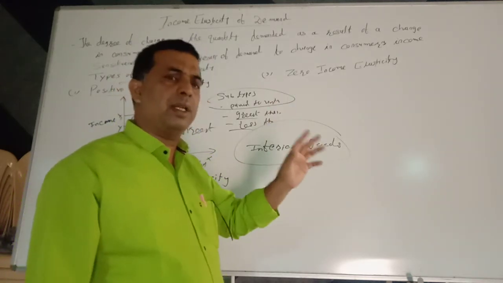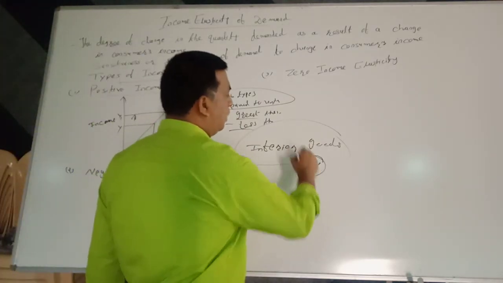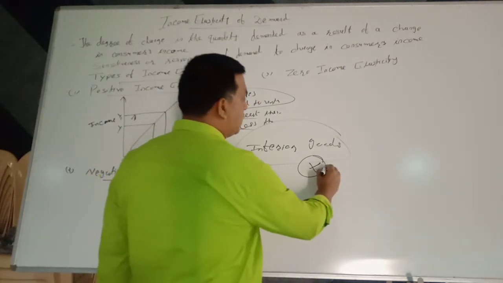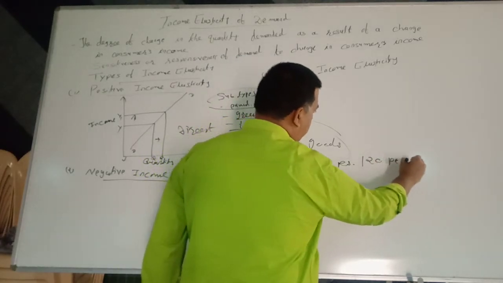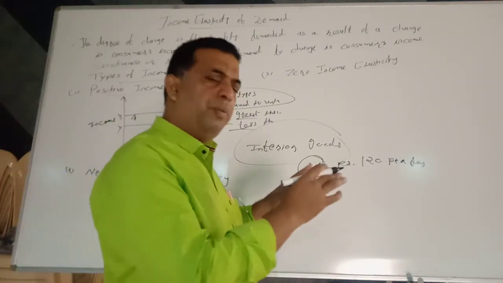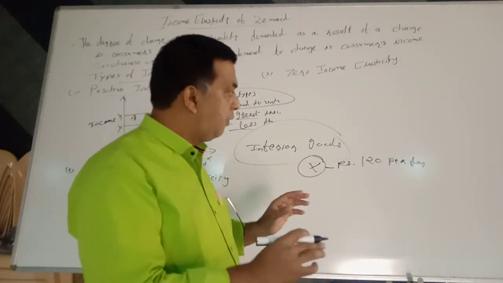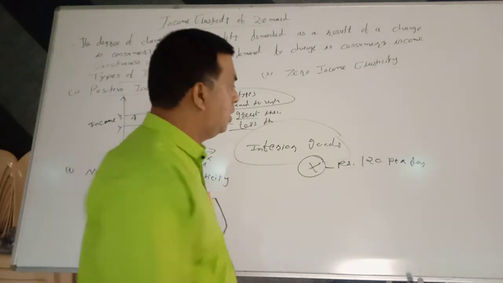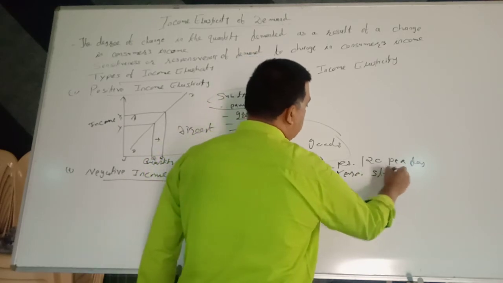We have taken an example, and I'm repeating it. Suppose person X is working in a factory on a daily basis and his salary is only 120 rupees per day. Only 120 rupees per day, a very poor condition. At this level of income, he cannot afford a gas stove in his house, so obviously he is using a kerosene stove.